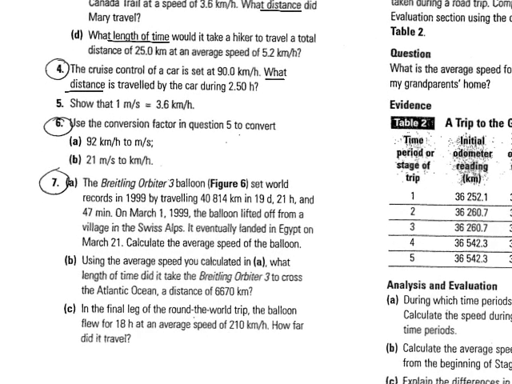And number 7, you can definitely do A, B, and C. So remember the keywords that you're looking for. Here it's asking for average speed. B is asking what length of time. And C, it's asking how far did it travel.